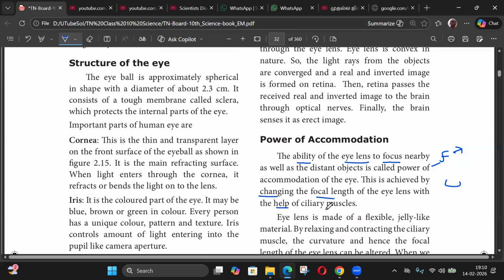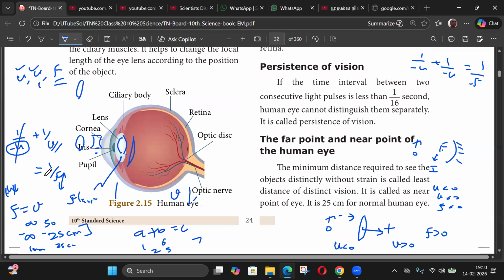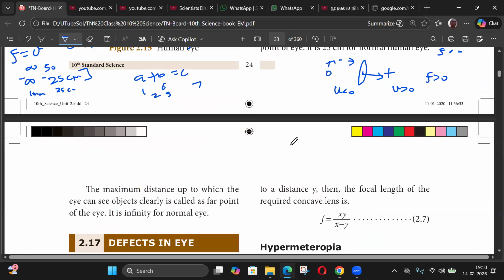Changing focal length happens with the help of ciliary muscles. So this is the ciliary muscle, the one which is attached to this lens. If this muscle is stretching it, the lens will become thin. If this muscle is contracted, then it will compress the lens and become a fatter lens.